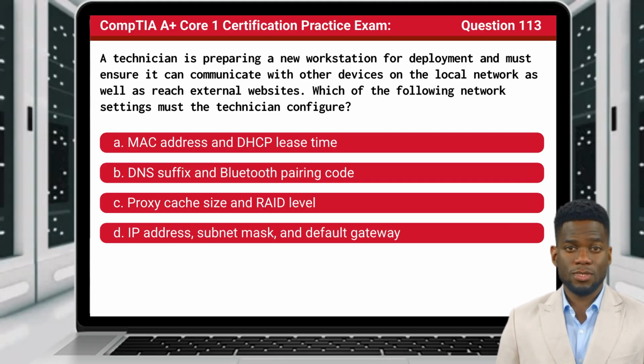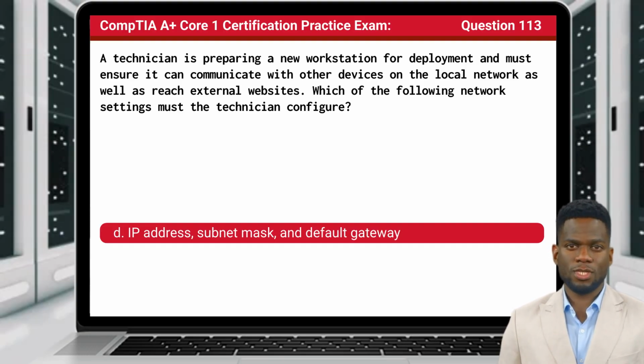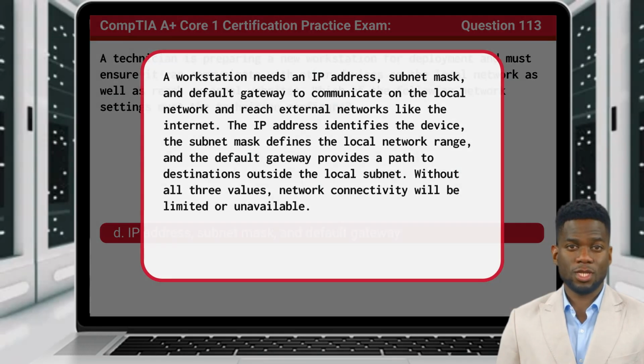The answer is D. IP address, subnet mask, and default gateway. A workstation needs an IP address, subnet mask, and default gateway to communicate on the local network and reach external networks like the internet. The IP address identifies the device, the subnet mask defines the local network range, and the default gateway provides a path to destinations outside the local subnet. Without all three values, network connectivity will be limited or unavailable.